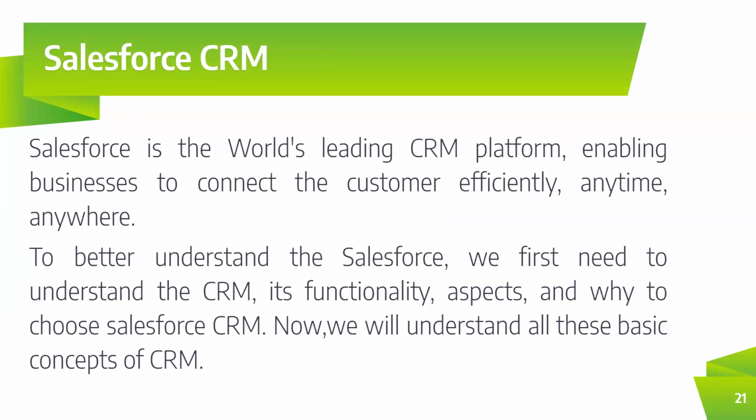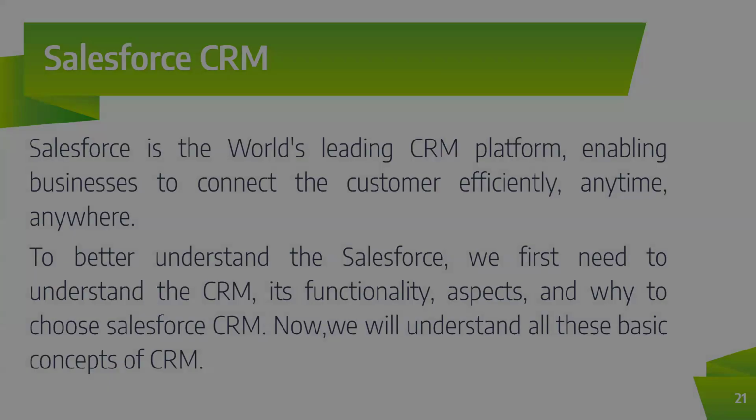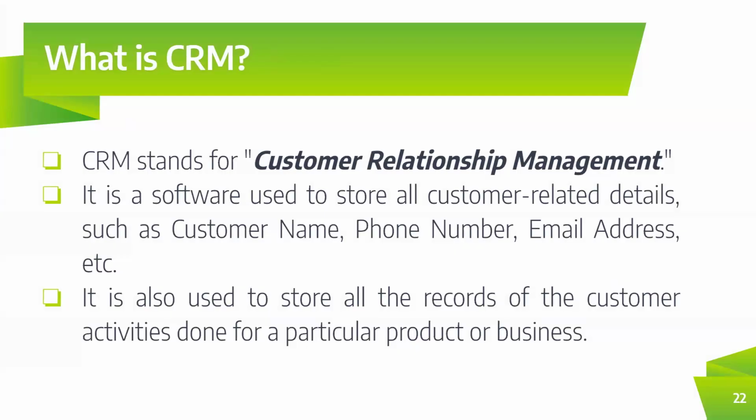A good example is Amazon, Flipkart. To better understand, first we need to understand what CRM is. I told you CRM is customer relationship management. It stores all the customer-related information. It can be a name, your phone number, your email address, your anniversary, your date of birth, everything is going to be stored here. It shows all the records of the customer activity for a particular product or business. Based on the product or business, it shows everything.